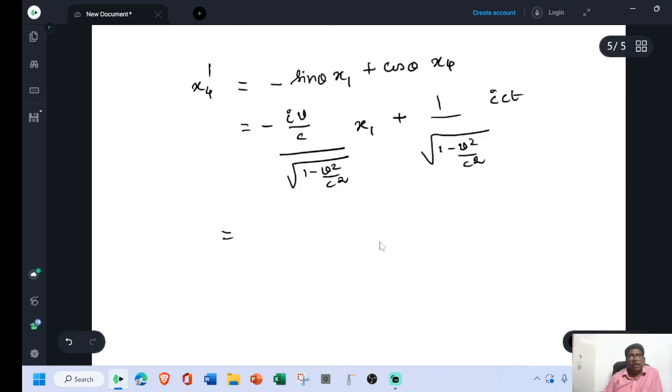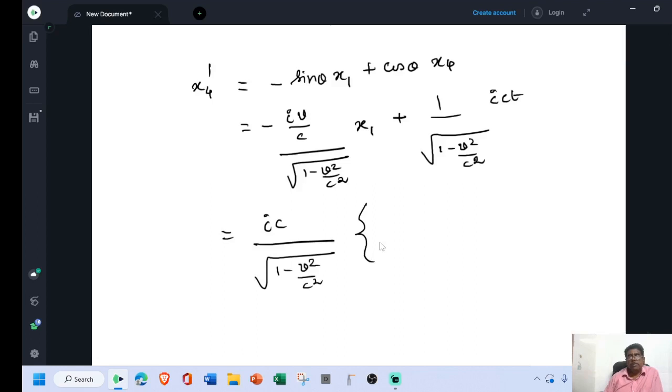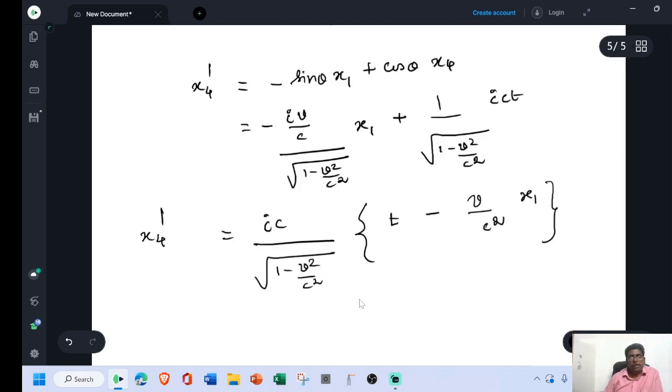Now take out the term ic divided by root of 1 minus v square by c square as a common term. Ic divided by root of 1 minus v square by c square, so this t is present, minus. We have taken out ic. i is present in the numerator, but no c term is available here. So this is v divided by c square into this x1. This is x4 dash, which is ict dash, that is x4 dash. Put ic divided by root of 1 minus v square by c square into t minus v by c square into x1.